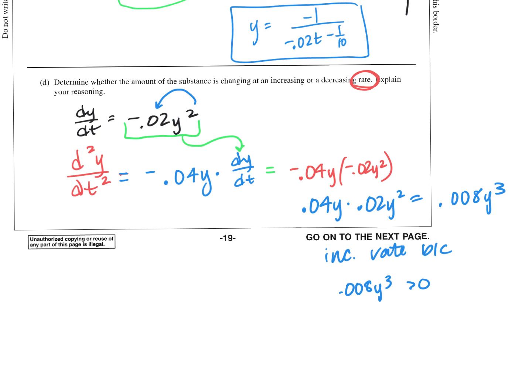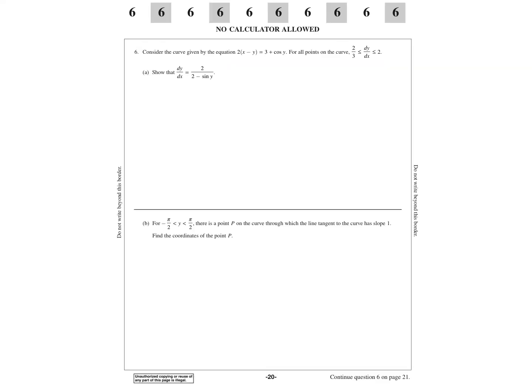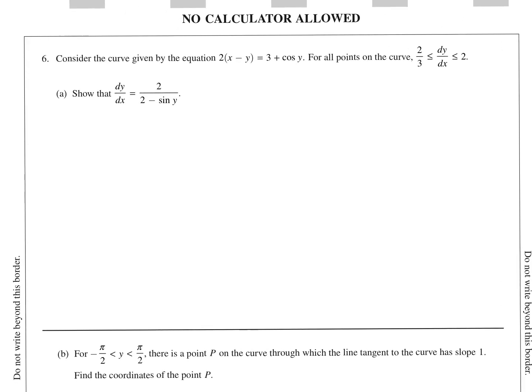Okay, last one. Consider this curve. Show that the derivative is that. I love these ones. They're telling us what it needs to be. We just have to go prove it. Go try to take this derivative and see if you can get dy dx to be this. Thanks, Tully. So go take this derivative.